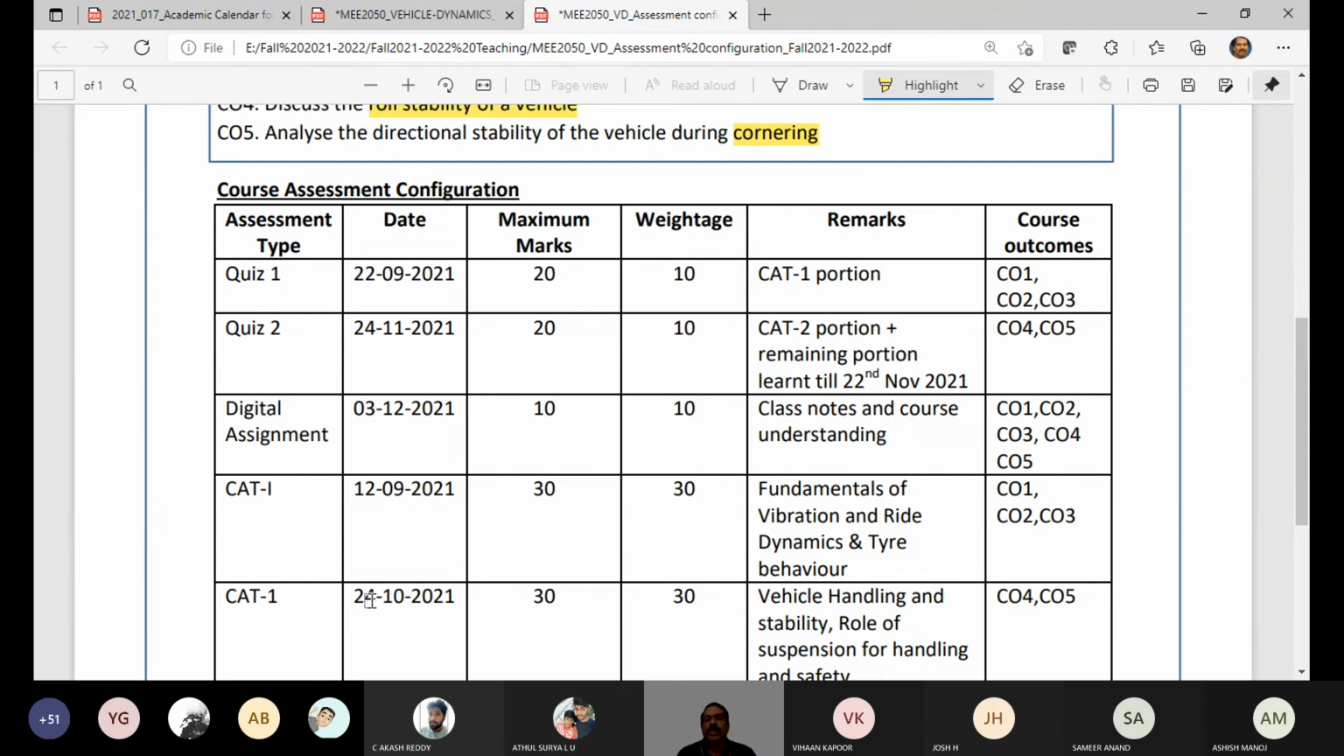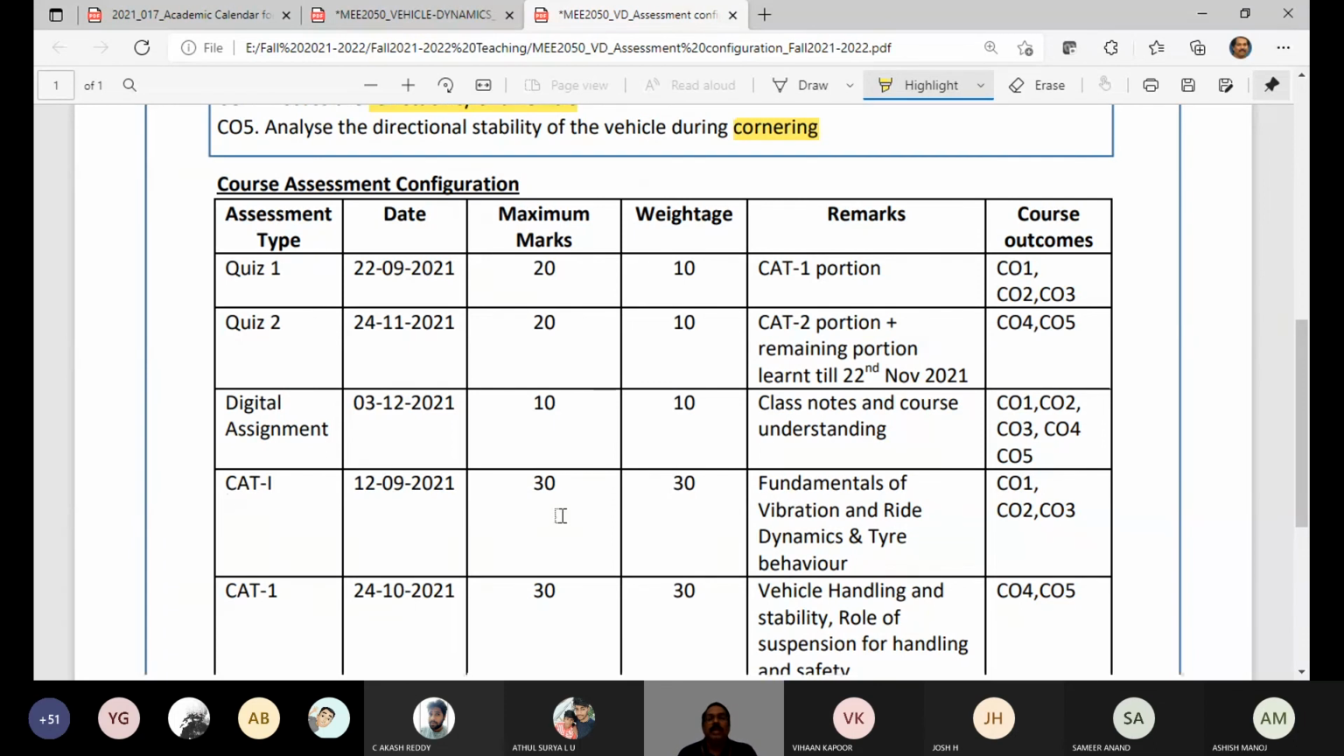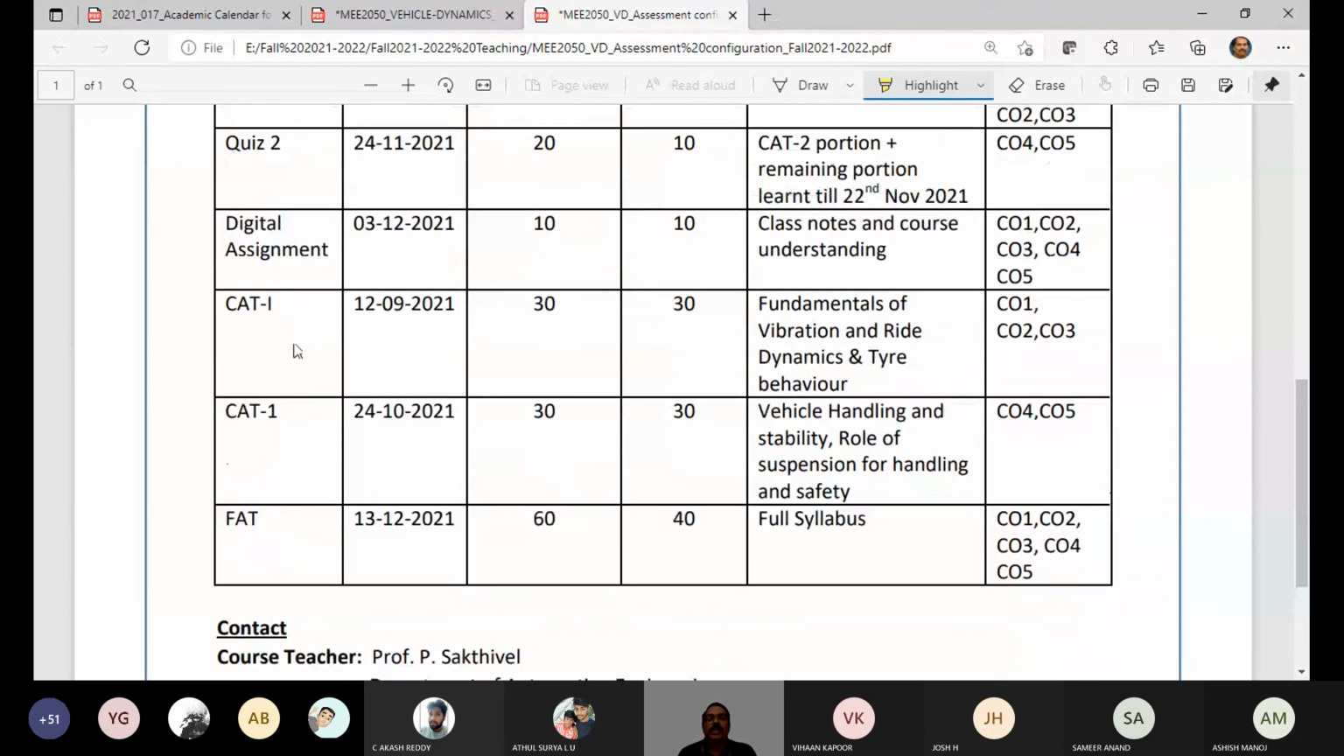End 25, 26, and 27th of August. So see, this is the kind of practice that our university is following for teaching you all. And you have your digital assignment, as I said, your class notes and course understanding, all put together, 10 marks for you. We have an assessment deadline till 3rd.